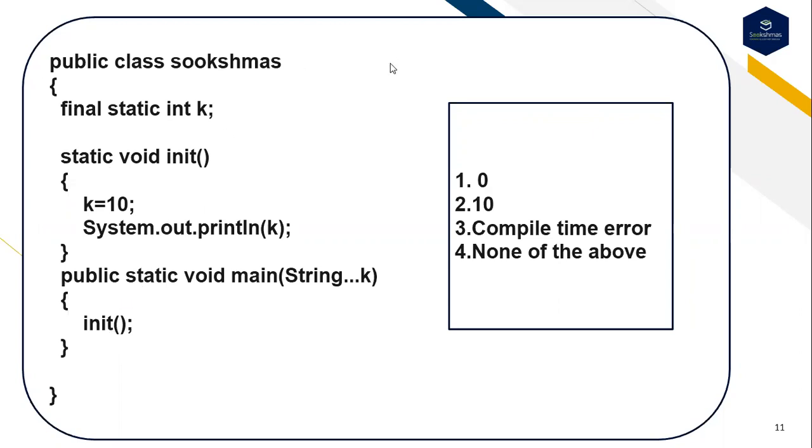So predict the output of this code. These are the following options: 0, 10, compile time error, and none of the above. You can pause this video and predict the output of this code.